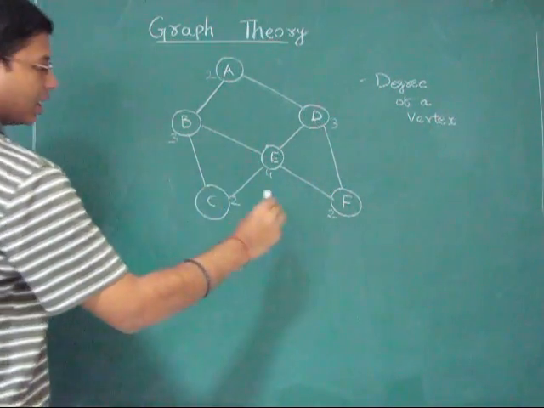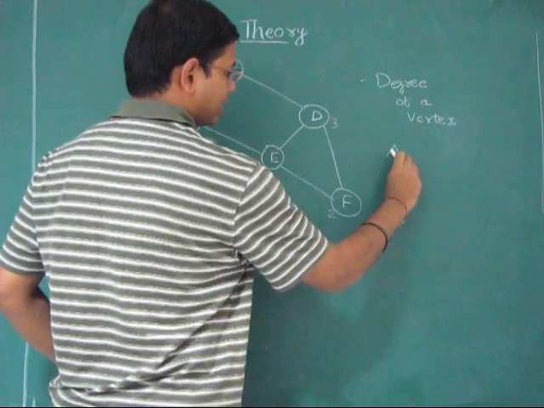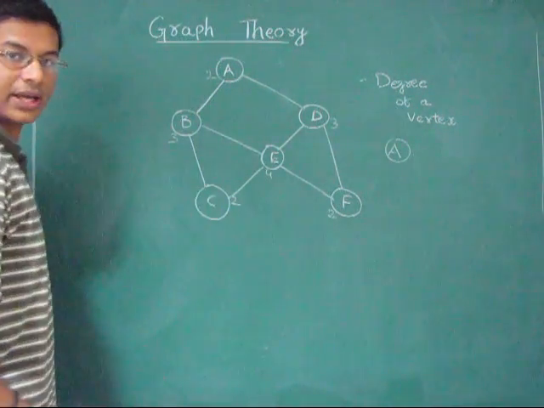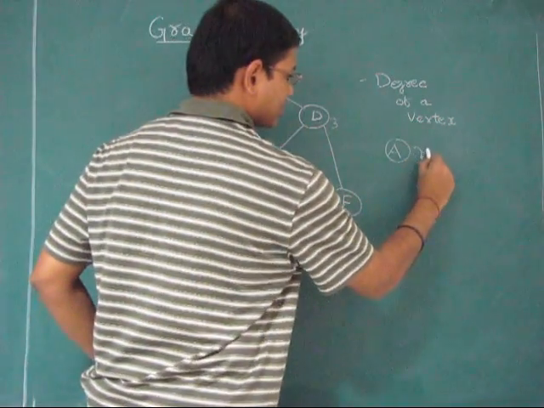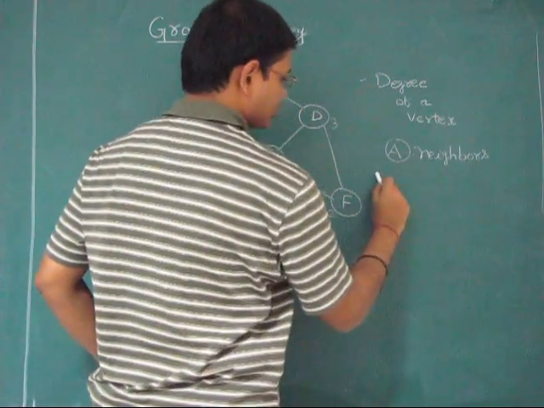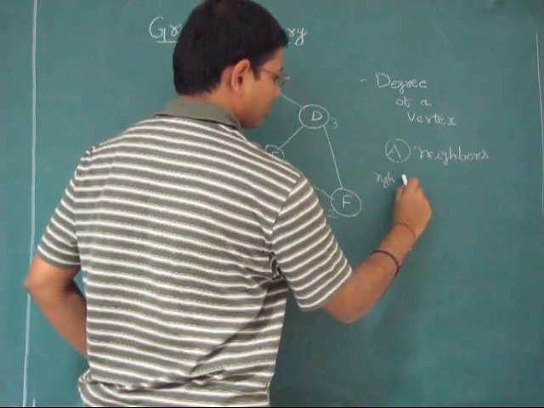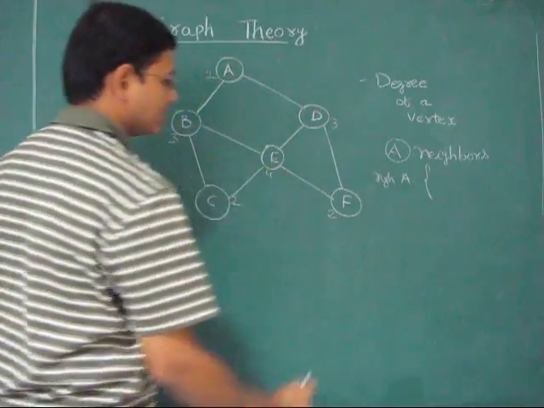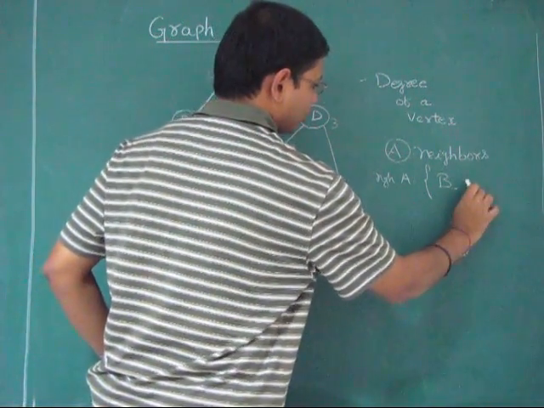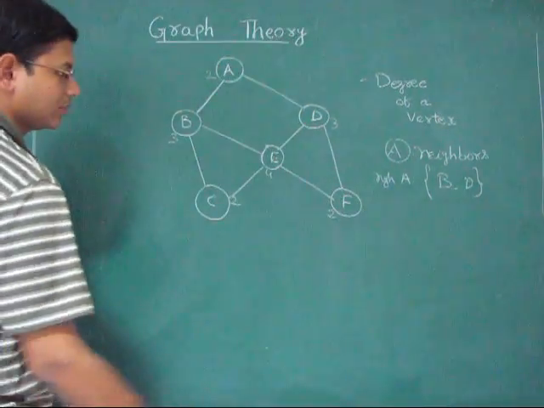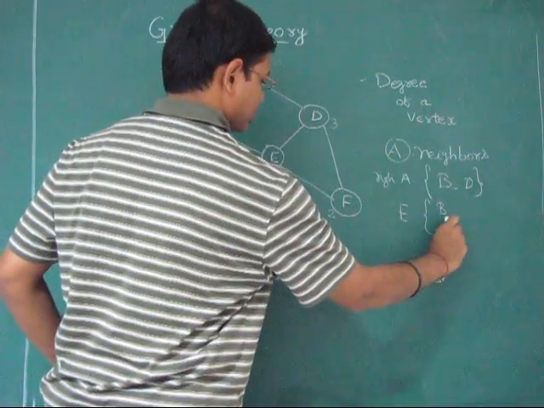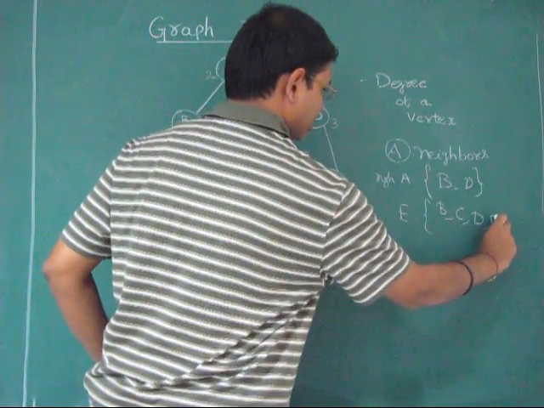Each vertex also has a set of vertices directly connected to it by an edge. They are called the neighbors of the vertex. The neighbor set for A, in this example, is B and D. Similarly, the neighbor set of E here is B, C, D, and F.